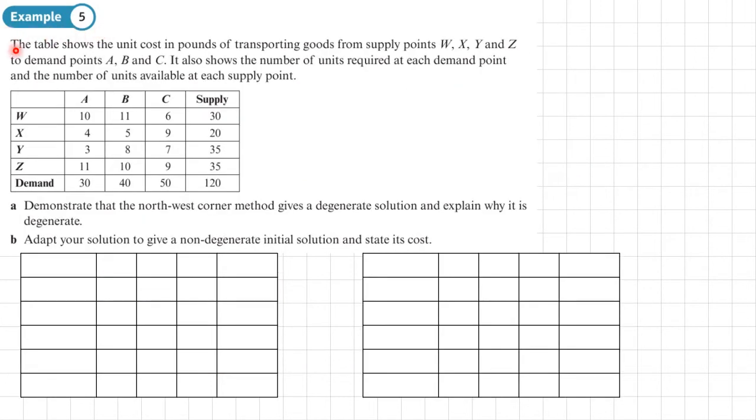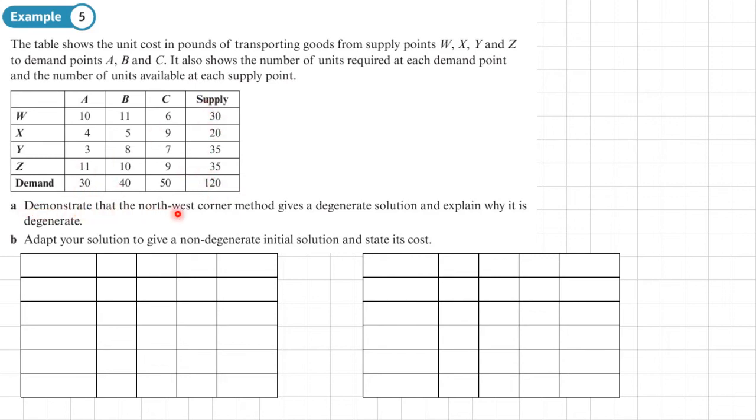Example 5. The table shows the unit cost in pounds, so that's all this stuff in the middle here, of transporting goods from supply points W, X, Y, Z to demand points A, B, and C. It also shows the number of units required at each demand point, so that's these values here along the bottom, and the number of units available at each supply point, so those values here, and we can see that the problem is balanced. The supply is equal to the demand.